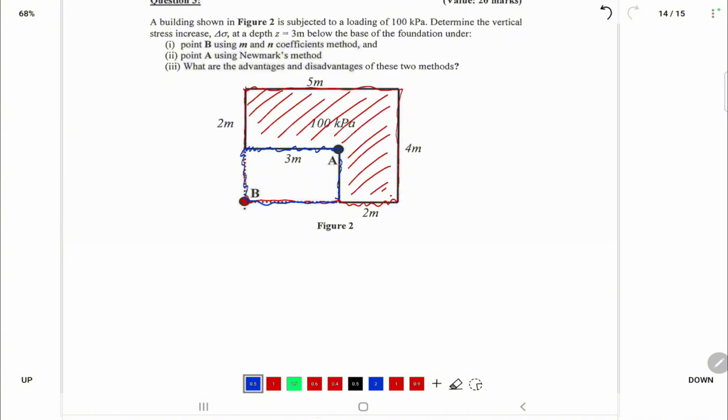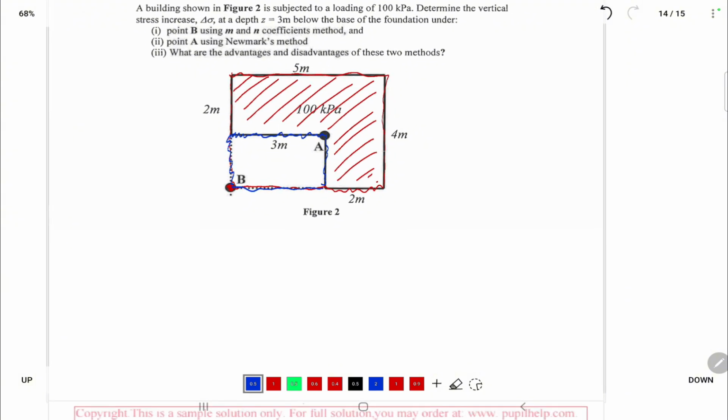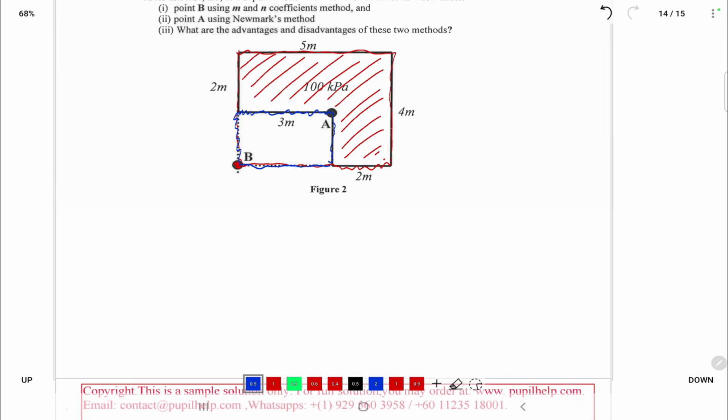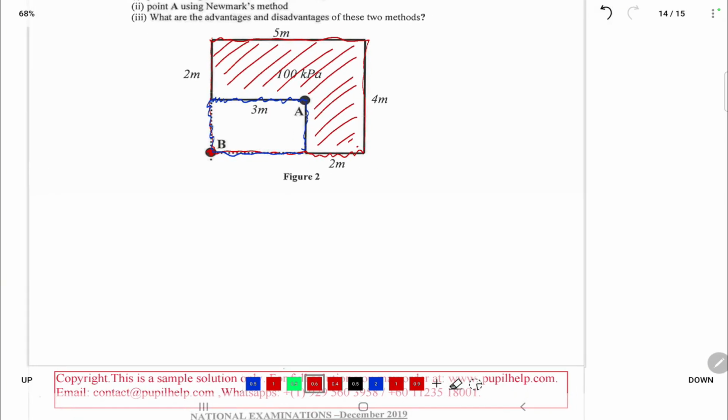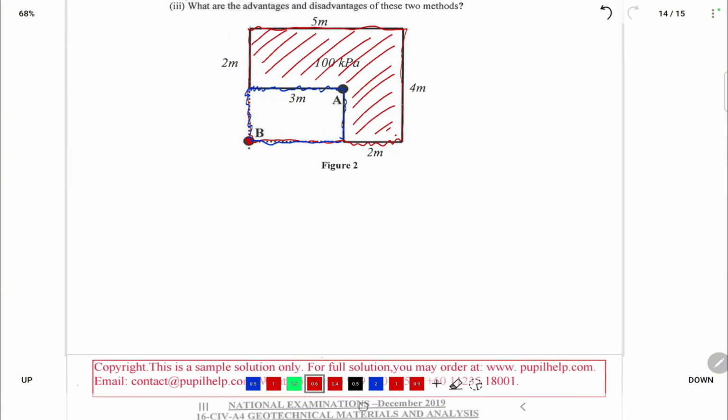I find the increase in vertical stress under point B from the larger rectangle and deduct the value for the smaller rectangle, because there is no foundation inside this perimeter, which is in blue. So number one, for the larger or external rectangle, now I'll compute N.